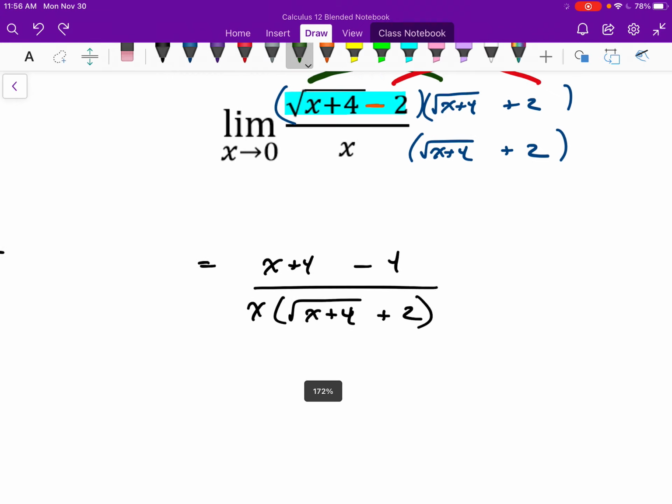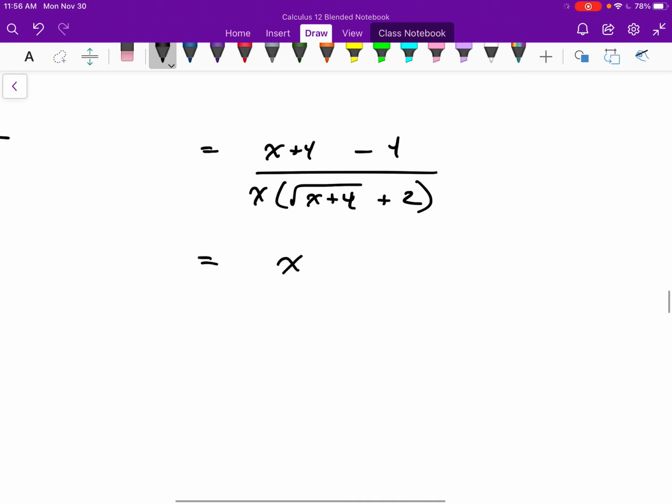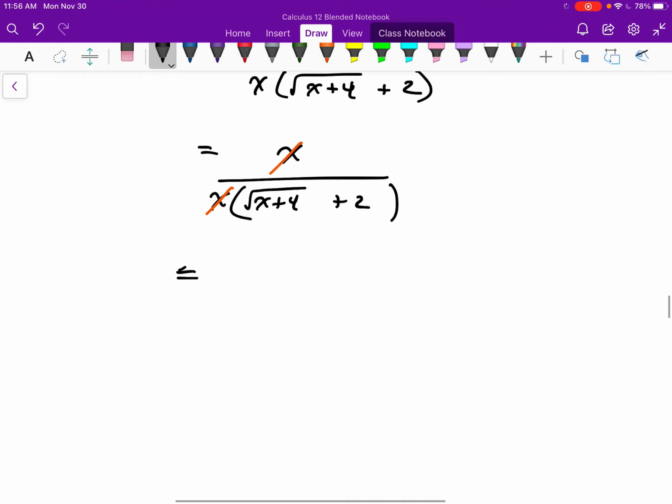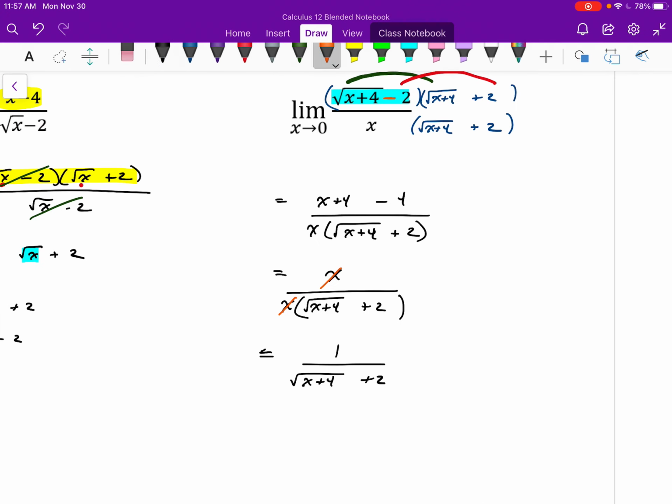And so now notice, my numerator, my 4's cancel out. And so I have just x over x times this other factor. But not only that, my x's cancel out. So what I have is 1 over root x plus 4 plus 2. And now if you look at this, and you look at what I gave you right here, they are equivalent.